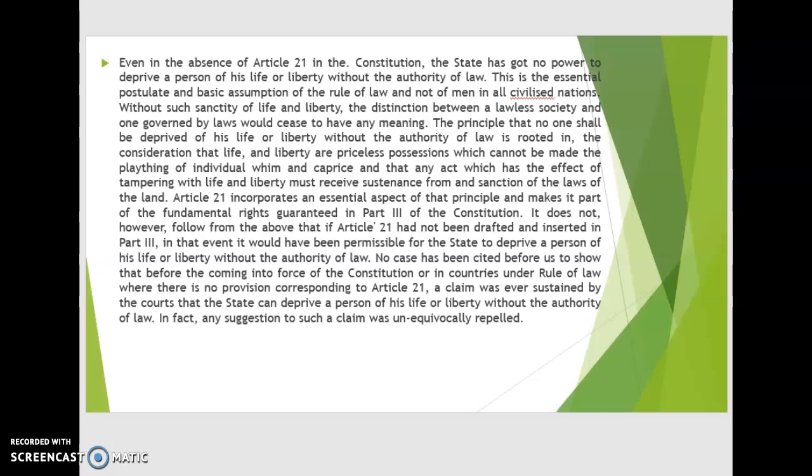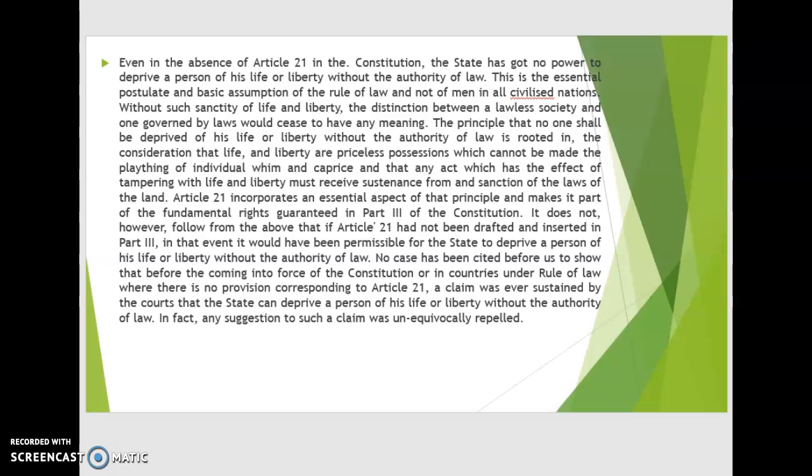There cannot be any pre-constitution or post-constitution rule of law which can run counter to the rule of law embodied in the Constitution. Nor can there be any invocation of any rule of law to nullify the constitutional provisions during the time of emergency. And thus it stated that Article 21 incorporates an essential aspect of that principle and makes it part of fundamental rights guaranteed under Part 3 of the Constitution.